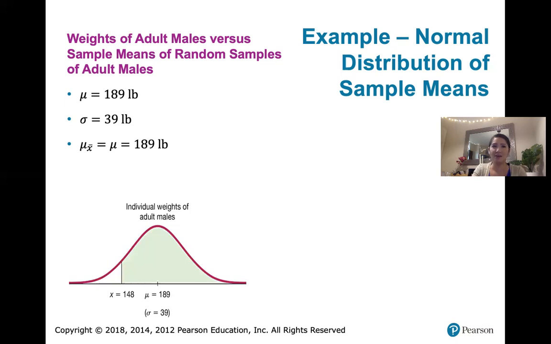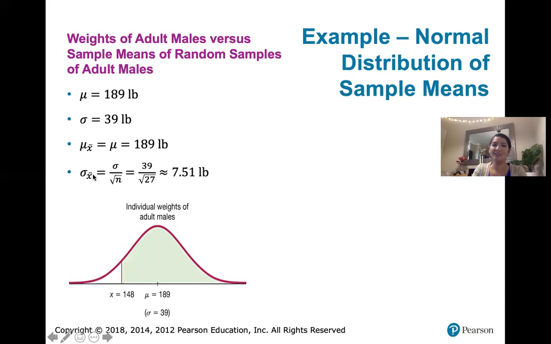It turns out that whenever the sample size is greater than 30, or whenever the original population was normally distributed, the mean of the sample means is equal to the mean of the original population. So if the original population had a mean of 189 pounds, the sample means will have a mean of 189 pounds. Now, if you look at the standard deviation, it's a little different.